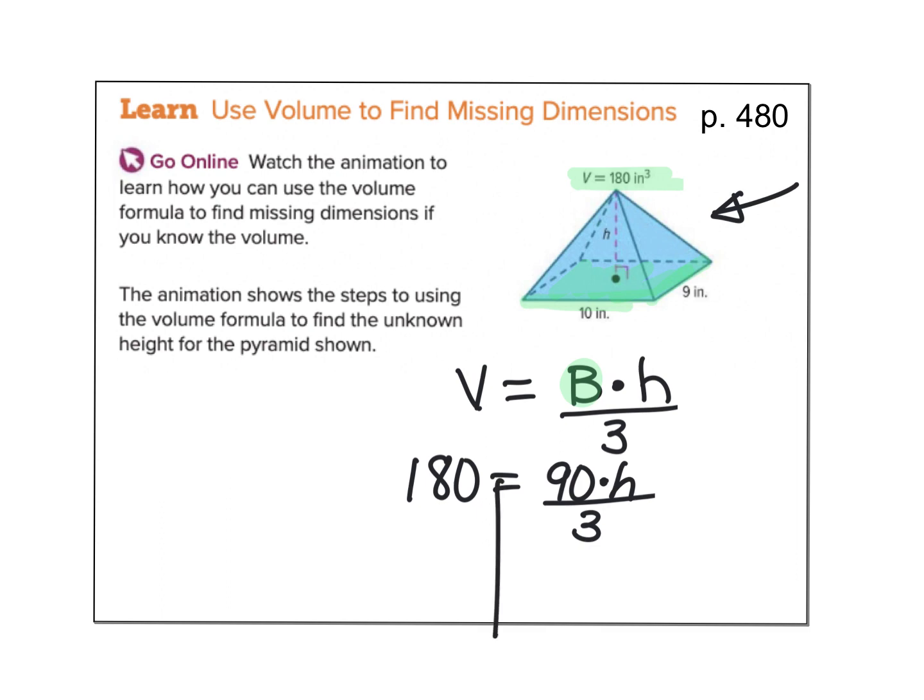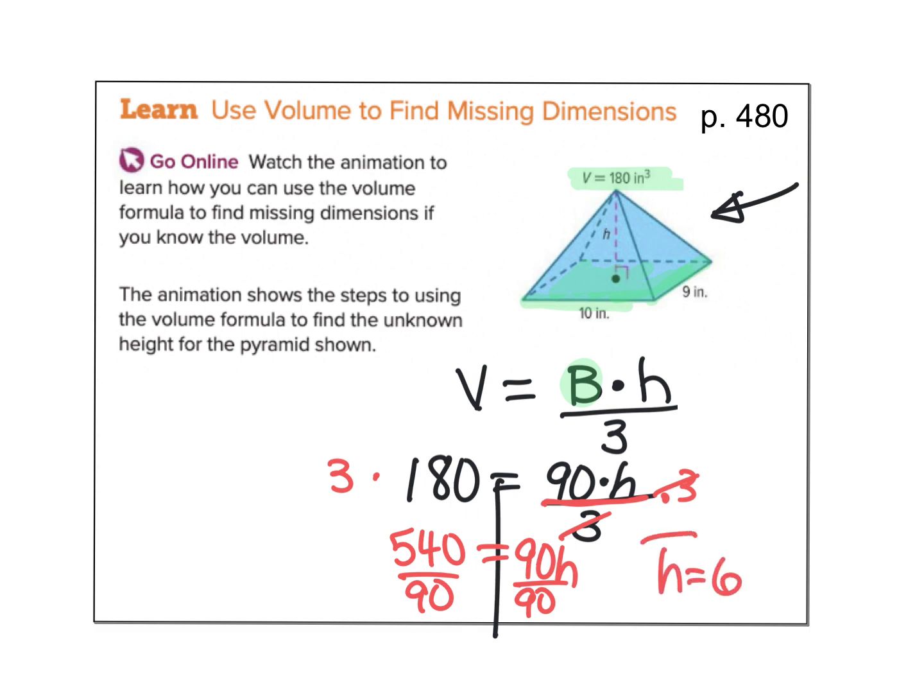Okay, so the first thing, I don't like that 3 on the bottom. So I'm going to do the opposite of dividing by 3. I'm going to times both sides by 3. So I'm grabbing my calculator. I'm doing 180 times 3, which is 540. Equals, the 3's are gone over here, I have 90 times h. My last step is I'm going to divide both sides by 90. So I'm doing 540 divided by 90, and I end up with a height of 6. So my height of that pyramid is 6 inches. And I just worked backwards to find a missing dimension. So that's kind of what we're going to be doing today.